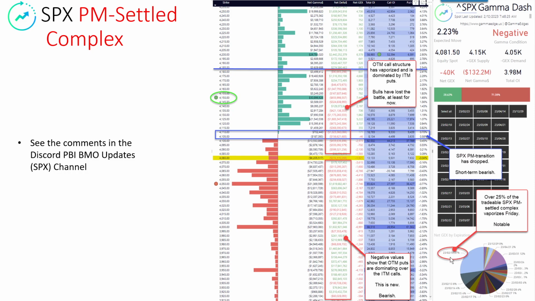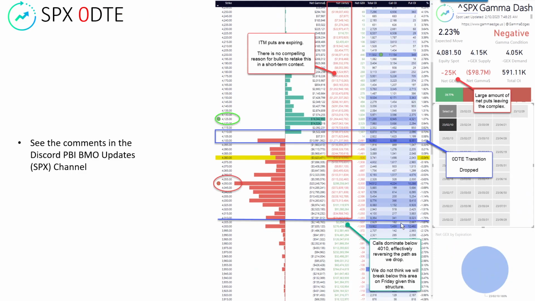Just note, today we have 27% of the SPX PM-settled complex in terms of gamma coming out. That money has to go somewhere. So when 25% of roughly about 4 million contracts is vaporizing, be aware of it. It's going to potentially move the markets.